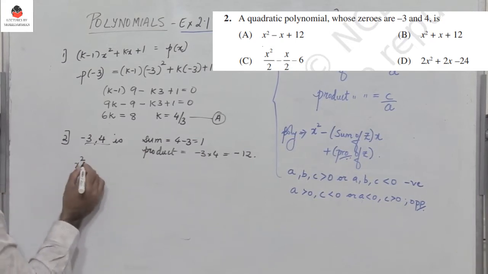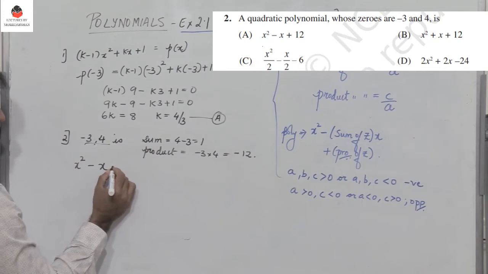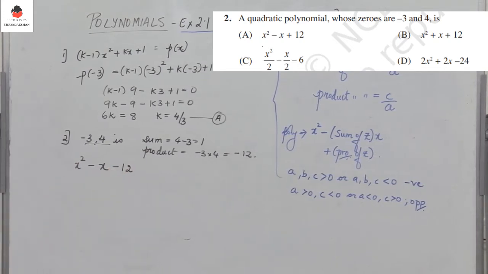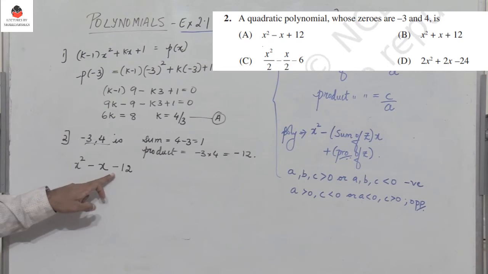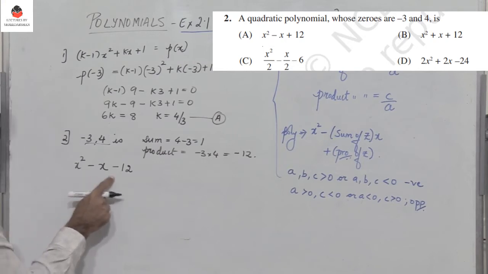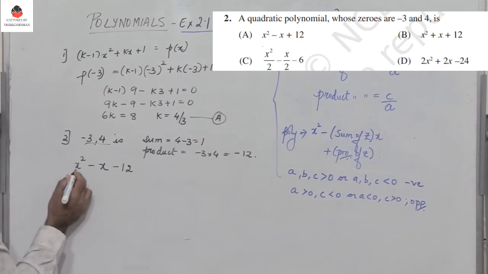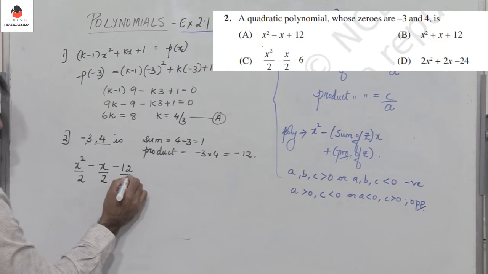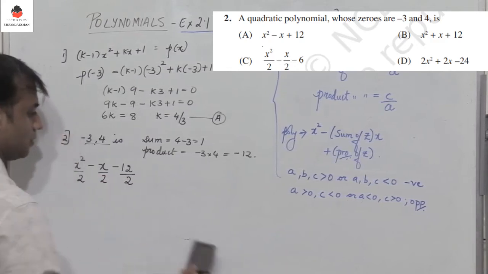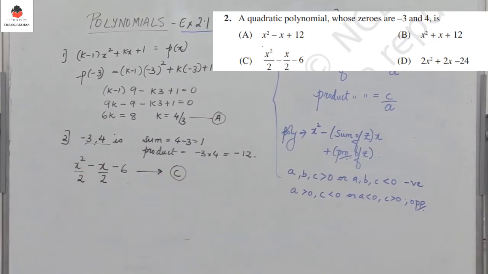So I get x squared minus sum of zeros, which is 1 into x, or I just write it as x, plus product of zeros. So it becomes minus 12. So this is the polynomial I get: x squared minus x minus 12. Now if I observe all the four options, this polynomial does not exist. So what I do is, let me divide the entire expression by 2. So x squared by 2 minus x by 2 minus 12 by 2 gives me minus 6. So this corresponds to option C. So C happens to be the right answer.